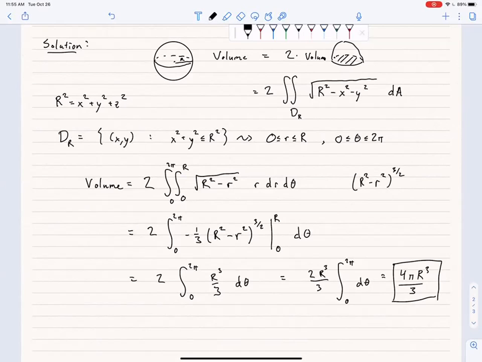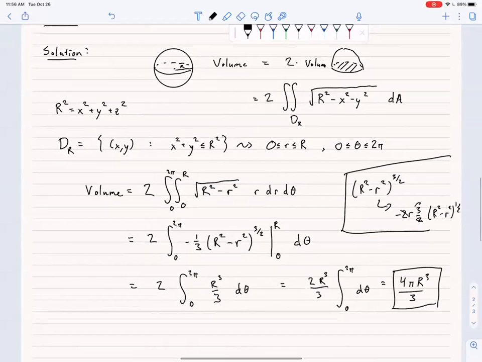What's the derivative of that? The derivative of this with respect to r is going to be negative 2r times 3/2 times R squared minus r squared to the 1/2. So I get precisely what I have here, except I've got a negative 3. So I just multiplied that by negative 1/3. And I'm in business.